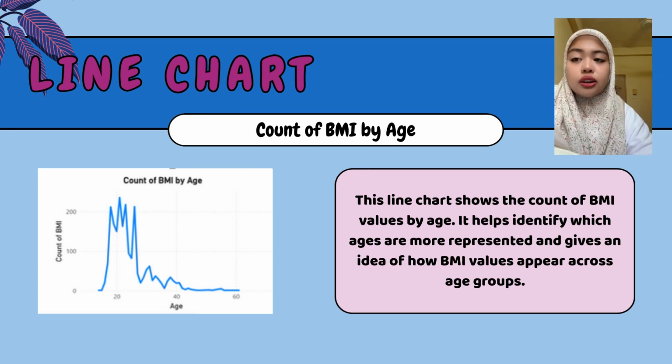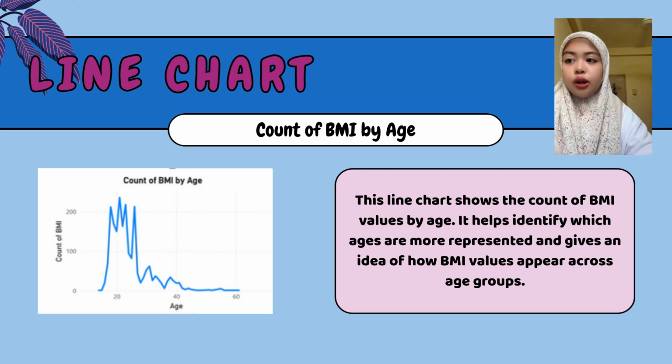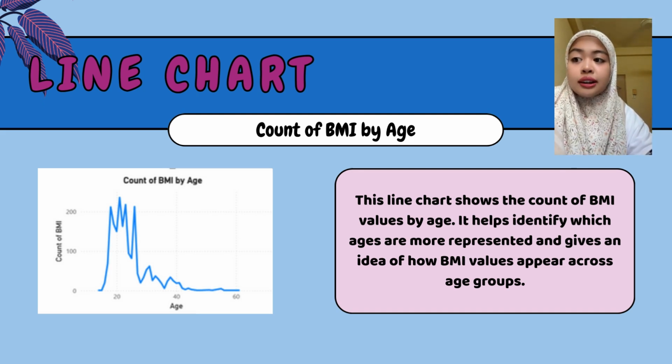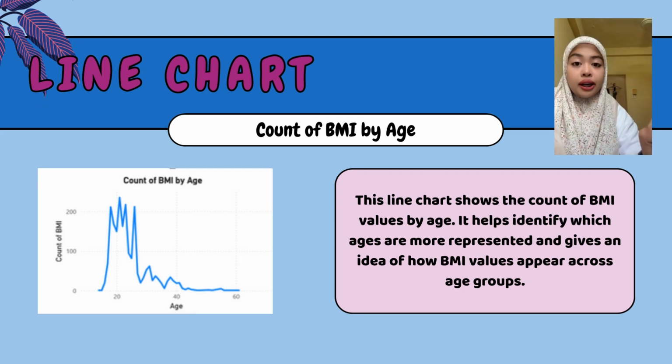This line chart shows the number of individuals for each BMI value across different ages. The age field is used on the x-axis, and the count of BMI is used on the y-axis. The purpose of this chart is to observe how BMI values are distributed across age groups and to identify which ages have more individuals with recorded BMI data. The chart helps us understand if obesity-related patterns are more common in certain age ranges. Although this chart doesn't show average BMI, it still gives an idea of which age groups are more represented in the dataset based on BMI records.